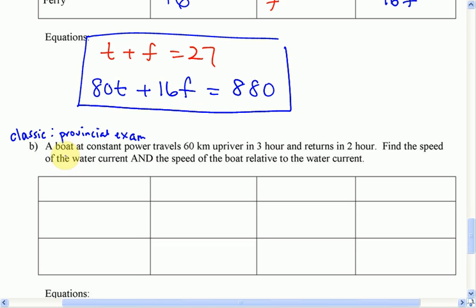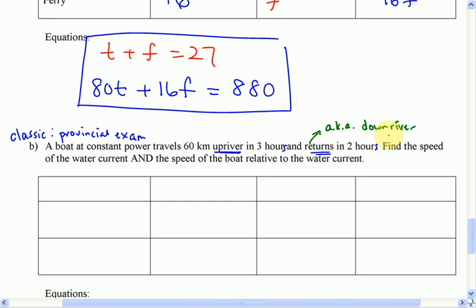Okay, so a boat has constant power, meaning the speed is the same. It travels upriver in 3 hours, and returns in 2 hours. Now, when you go upriver and when you're returning, you go downriver, right? Sometimes the words will say upriver, and this one will say downriver. Return, also known as downriver, or upstream, downstream, whatever they call it.